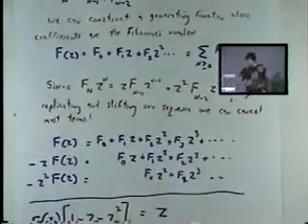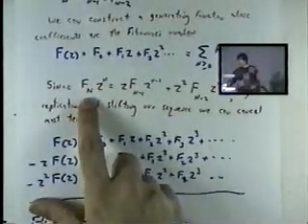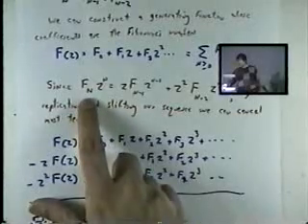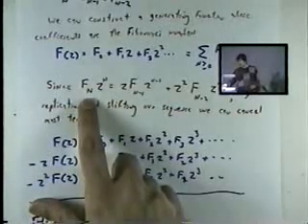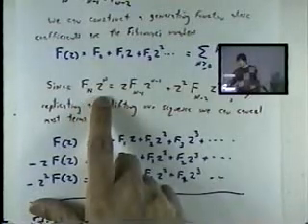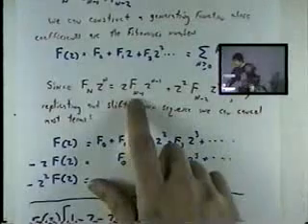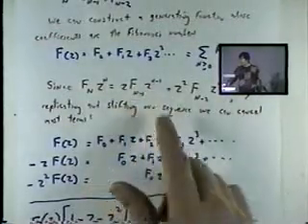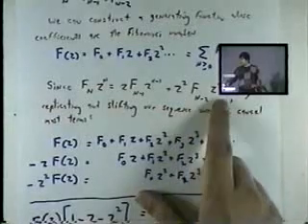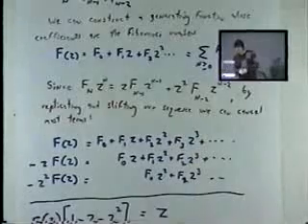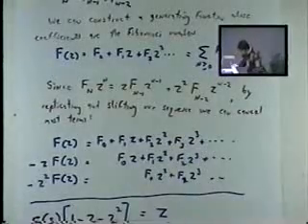We also know that, by definition, if f sub n is the nth Fibonacci number, then f sub n times z to the n is going to be equal to f sub n minus 1 times z to the n plus f sub n minus 2 times z to the n. Why? Well, it's just a question of factoring it out. That's not an interesting thing.